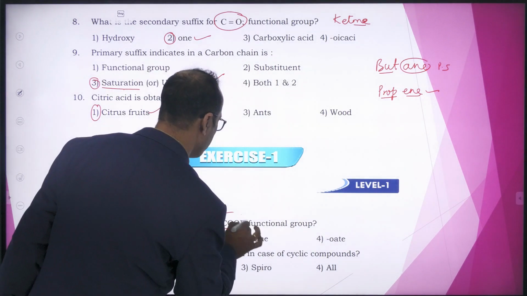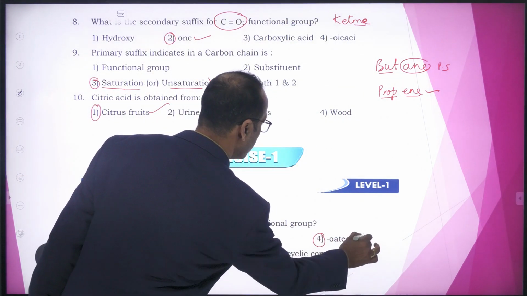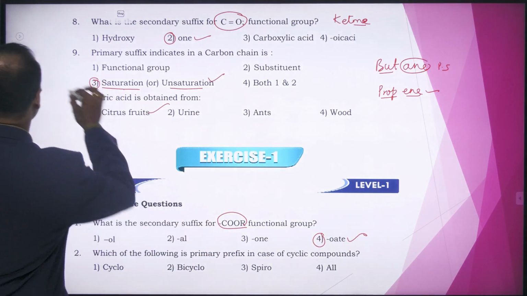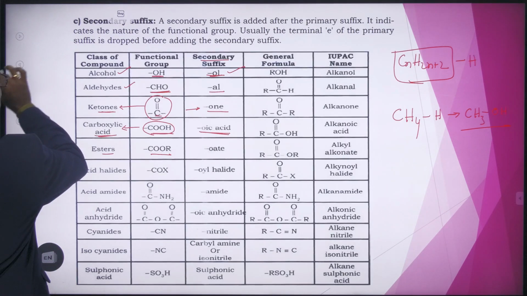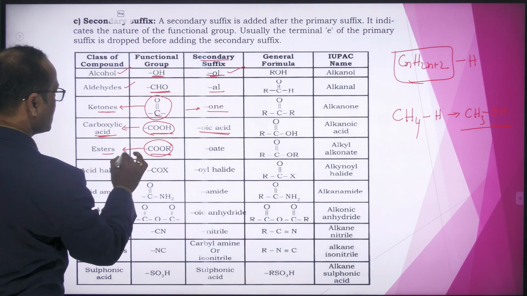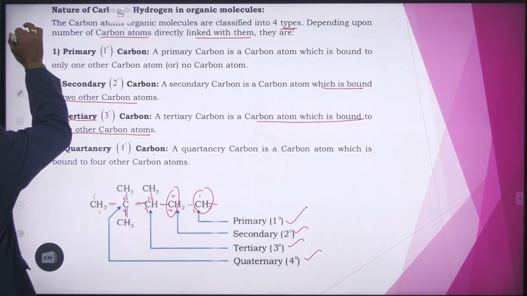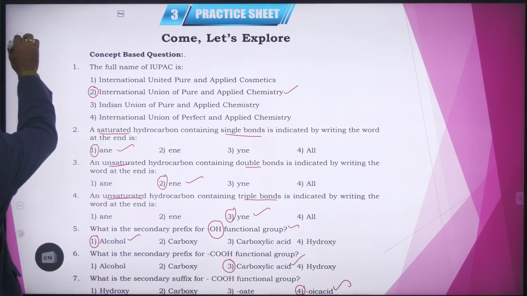COOR, again, depends on that table. That is OH, again depending on this. COOR on the table. So the table is very important. COOR, that's called ester, and OH here. So this table is very important, students.